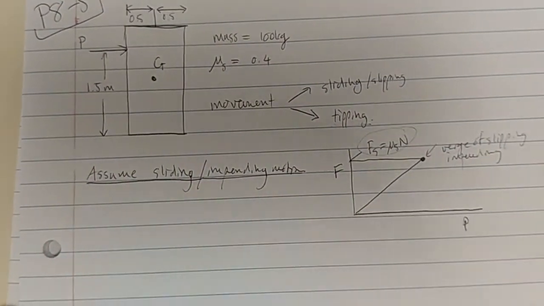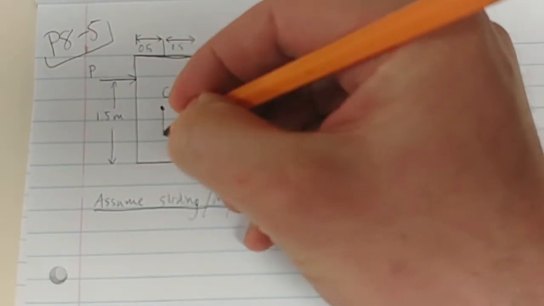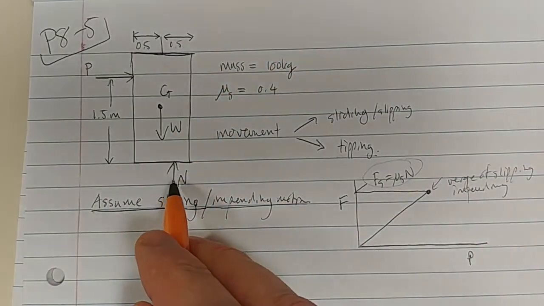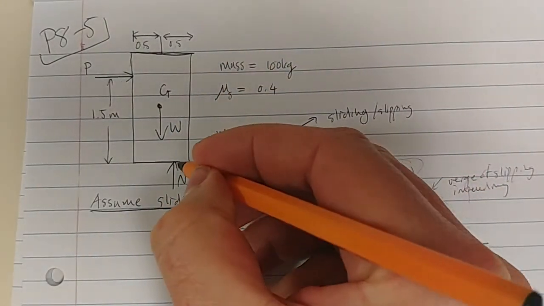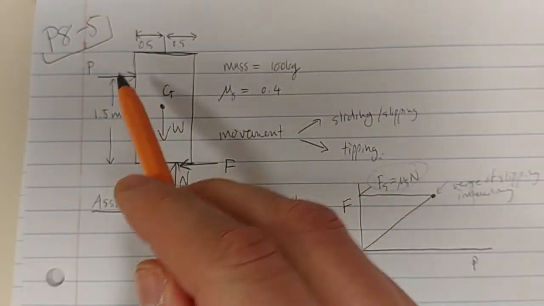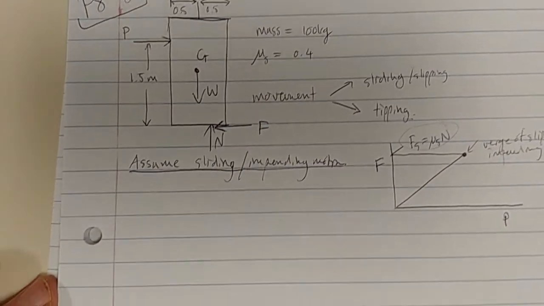Okay, so what's next? Now that we've got that, we need to draw a free body diagram. There's our weight coming down there, our normal force. Notice our normal force moves a bit to the right, and we've got our frictional force. Okay, there's our free body diagram. Make sure you draw it in your test or exam. Make sure you draw that free body diagram.